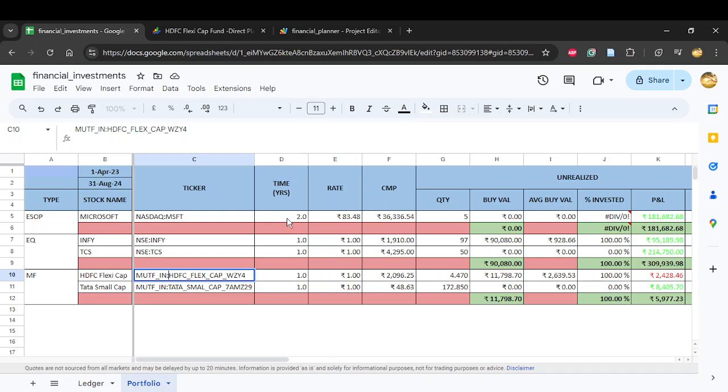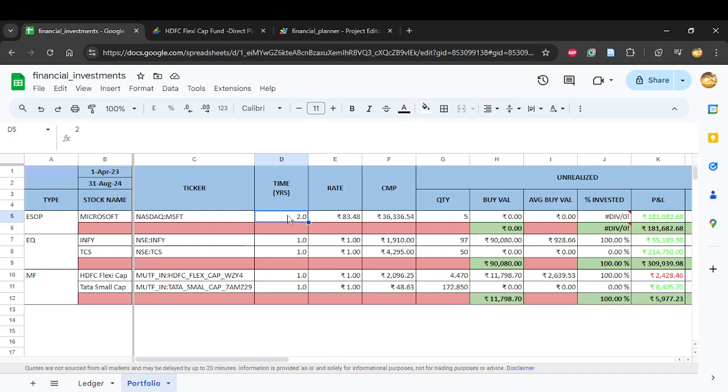Now coming to the time column, here what we are mentioning is the amount of time for which we have to hold this stock, after which if we sell it, it will be registered as a long term capital gain. So if you sell it before that time, it will be considered as a short-term capital gain.